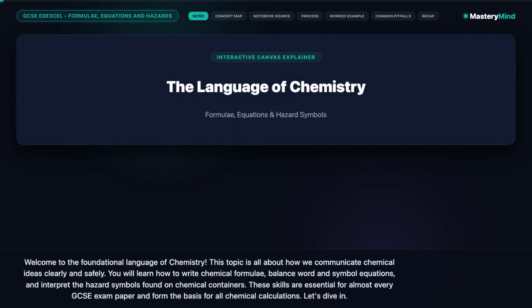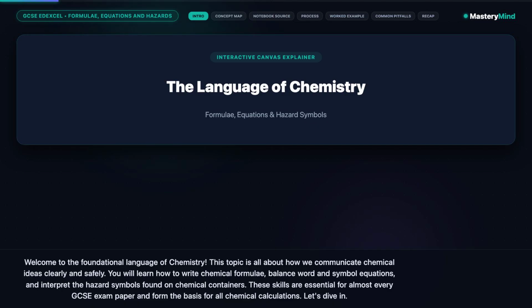Welcome to the foundational language of chemistry. This topic is all about how we communicate chemical ideas clearly and safely. You will learn how to write chemical formulae, balance word and symbol equations, and interpret the hazard symbols found on chemical containers. These skills are essential for almost every GCSE exam paper and form the basis for all chemical calculations.